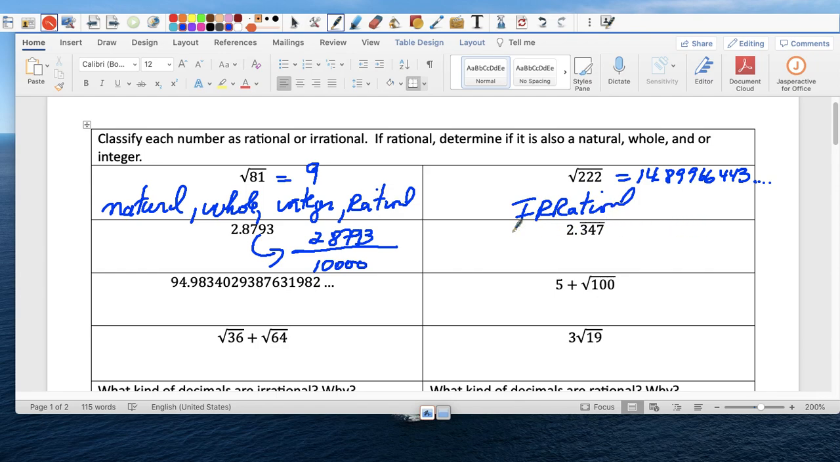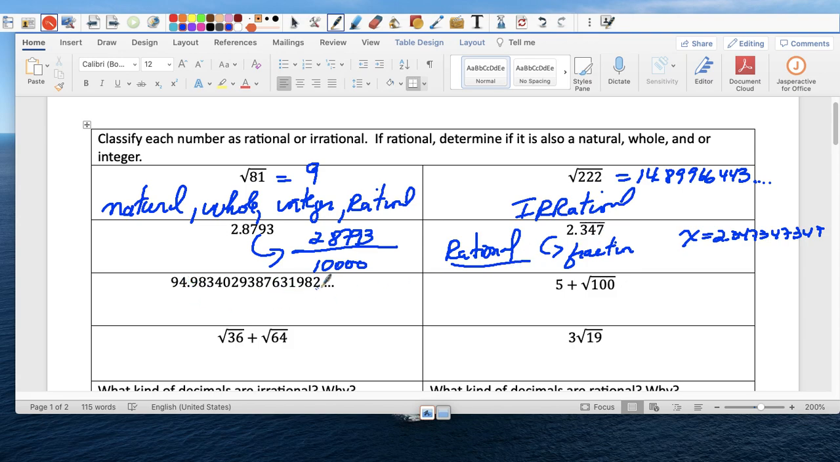2.347347. It's a repeating decimal. And repeating decimal, remember, we can go through this process. X equals 2.347, multiply the top and bottom by 1,000, etc. We can go through that process and change this to a fraction, right? We can actually write that as a fraction. Therefore, this is rational. So any number, if I can write it as a ratio of two integers, also known as a fraction, it's a rational number, right?